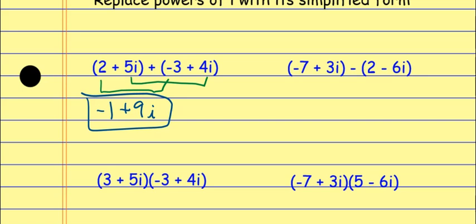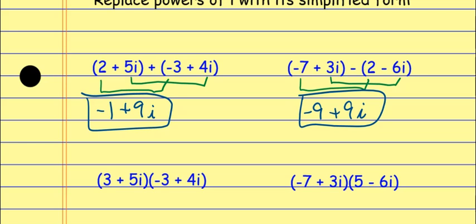If I look at the next one, I'm subtracting 2 complex numbers. Again, just subtract the real parts. So negative 7 minus 2, which is a negative 9. And then subtract the imaginary parts, 3i minus a negative 6i, which is going to be a plus 9i. Again, there's not really anything else I can do there. There's no powers of i to simplify. That i value is as simplified as it can be. I just leave this as a complex number, okay?